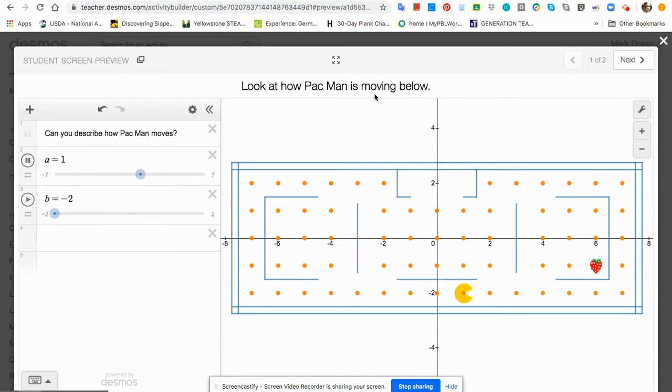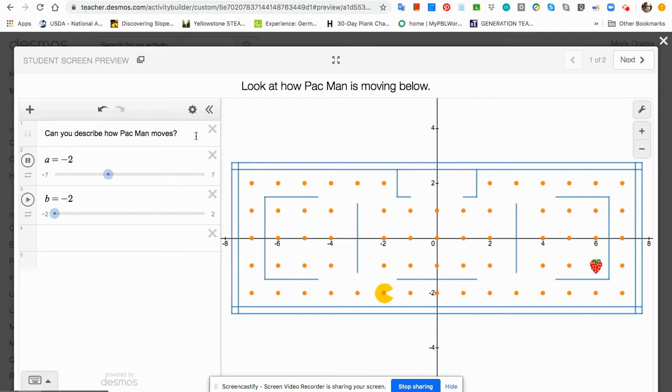Look at how Pac-Man is moving below. Can you describe how Pac-Man moves? Take a second and think of an answer to this question. You might say Pac-Man is moving across the screen. Or you might say Pac-Man slides back and forth.